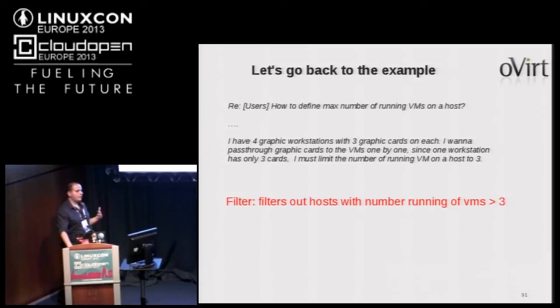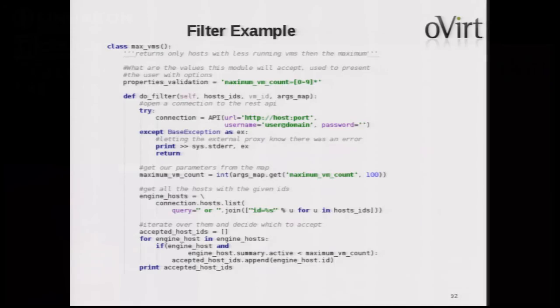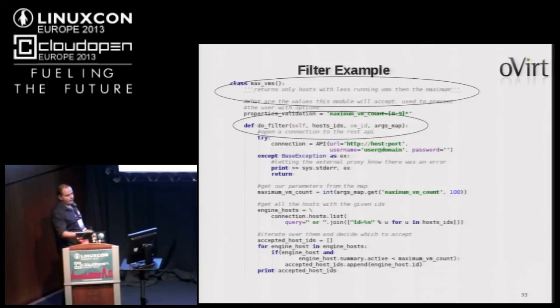So if I'm going back to the example, I would like to define the maximum number of running VMs on the host. Then I want my filter to filter out hosts that are running more than three VMs. So I create a Python class called maxVMs. I have a do filter function over here that gets the host IDs. These are the IDs of the hosts that are available for now for me to run the VM on, and the VM ID. And I have here some arguments. For example, the maximum number of VMs is an argument that I get as an input in here.